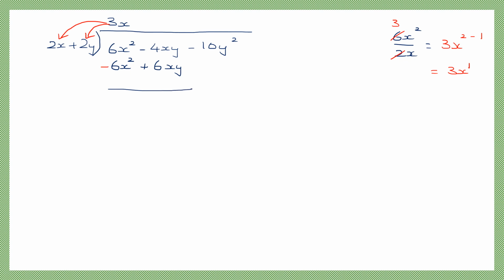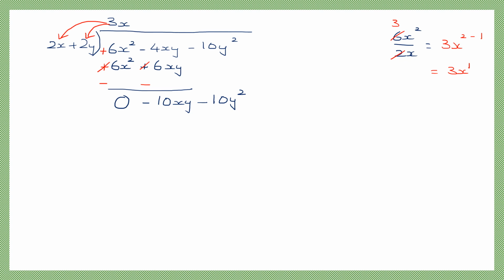When you subtract, the signs will change. So plus is becoming minus. This plus is also becoming minus. So here we have a plus sign, so plus 6 minus 6 will become 0. So this is 0. Now here both are minus signs, so put the same sign and add. 6 plus 4 is 10, so that is 10xy. Bring down the next one, that is 10y squared.